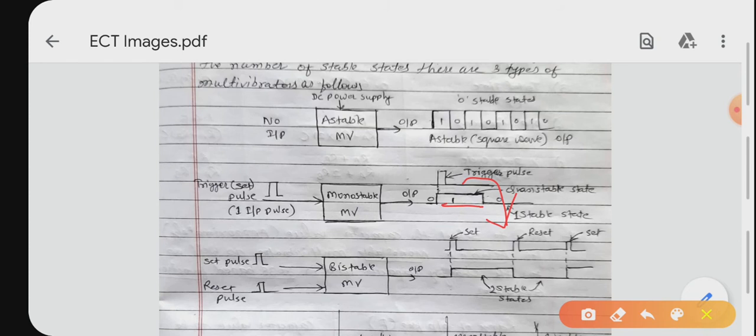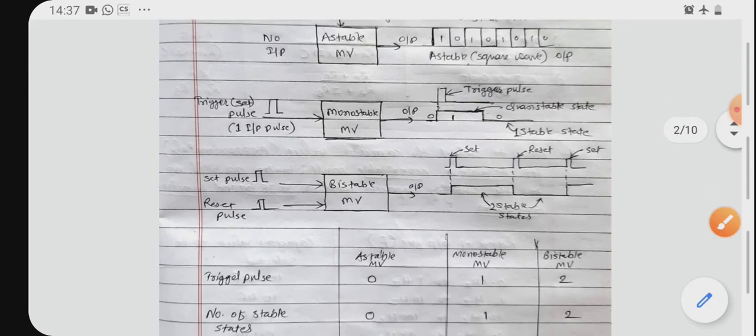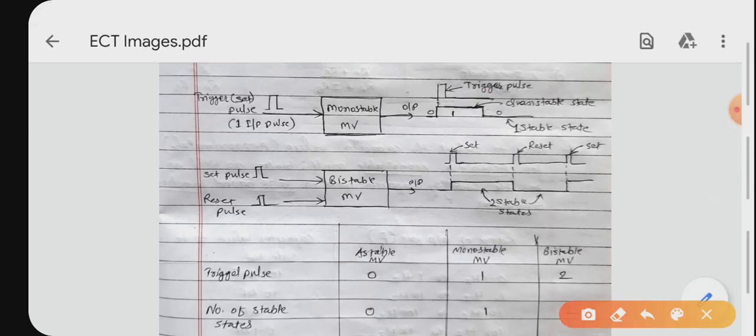Okay, next is a bistable multivibrator. Here you can see there are, bi means two, there are two stable states. As soon as first pulse is applied, which is called as set pulse, the output switches from 0 to 1 like this, and it will remain into its changed or quasi stable state, you can say, till the next pulse is applied, which can be called as a reset pulse.